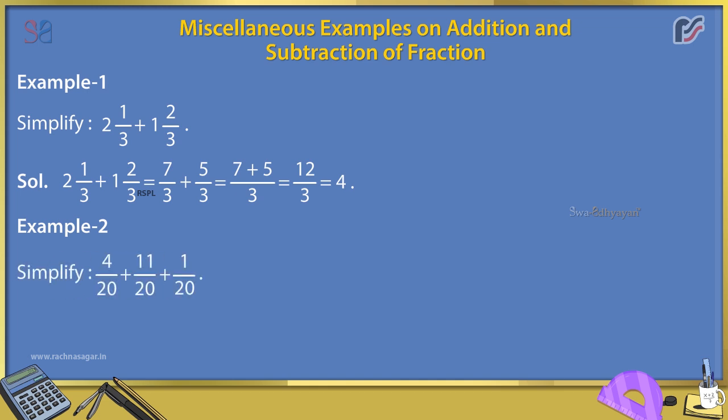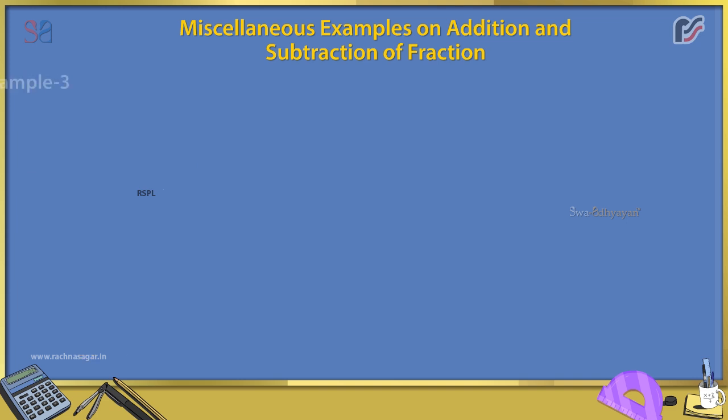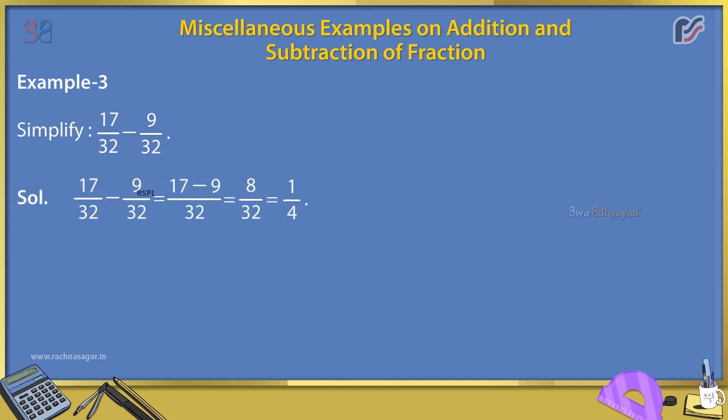Example 2. Simplify 4/20 plus 11/20 plus 1/20. Solution. 4/20 plus 11/20 plus 1/20 is equal to (4 plus 11 plus 1)/20, which is equal to 16/20, which is equal to 4/5. Example 3. Simplify 17/32 minus 9/32. Solution. 17/32 minus 9/32 is equal to (17 minus 9)/32, which is equal to 8/32, which is equal to 1/4.